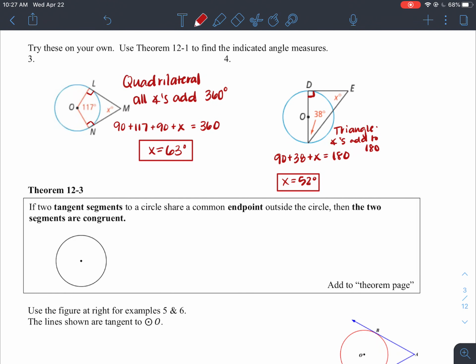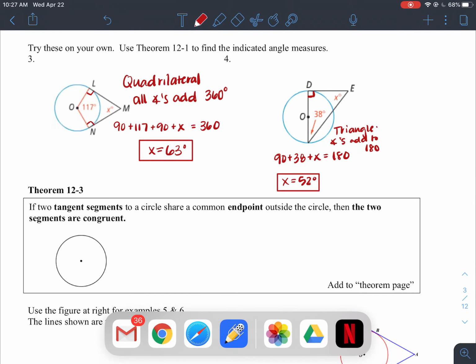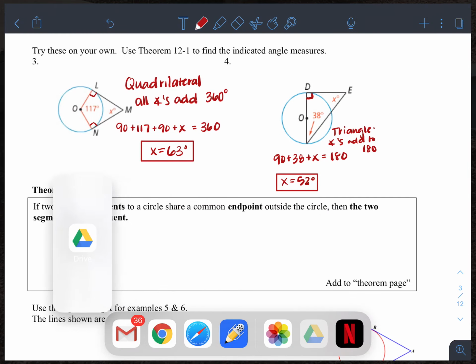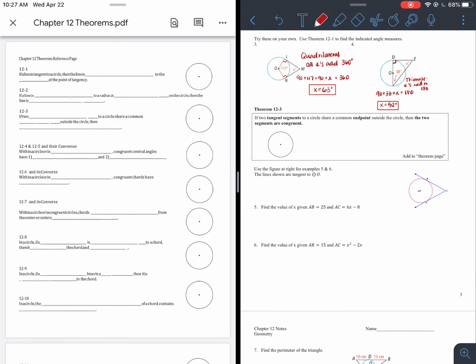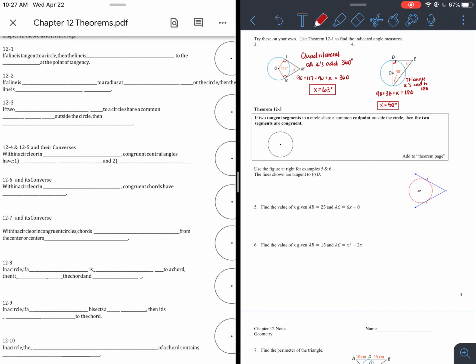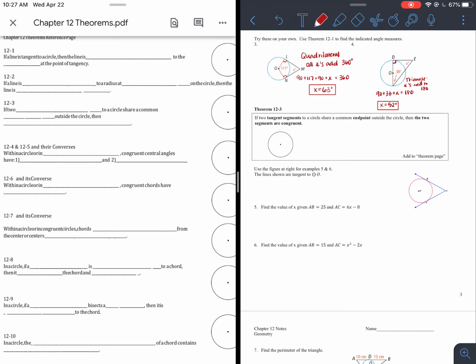That leads us into our third theorem, which we are also going to add to our theorem page. So if you have that theorem page, pull that out. Otherwise, you can open up the one that you're creating yourself. I'm going to reopen this one more time so you can see where the theorem 3 is, 12.3. So our theorem is if two tangent segments to a circle share a common endpoint outside the circle, then the two segments are congruent to each other.